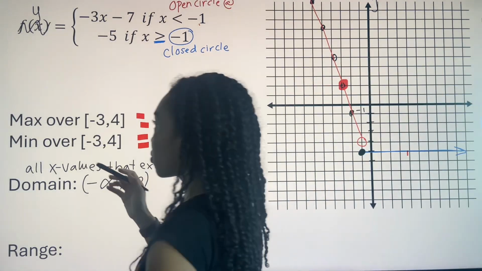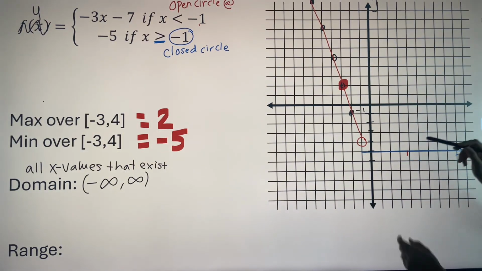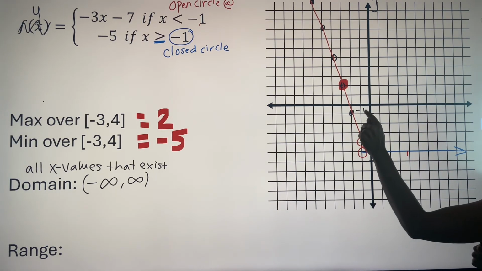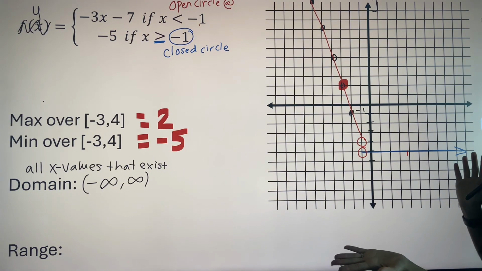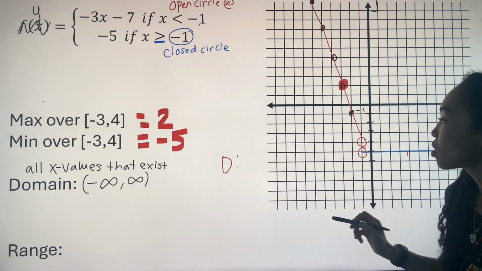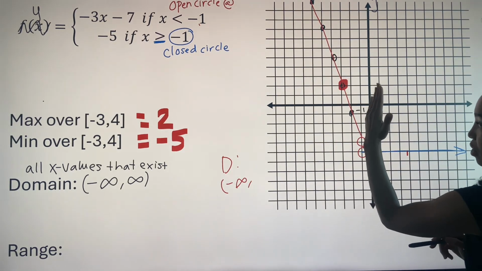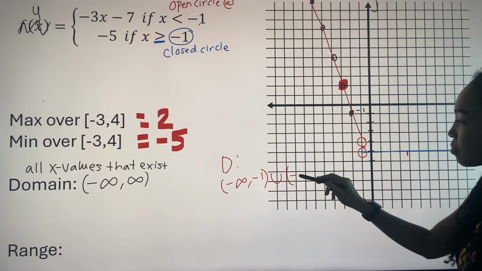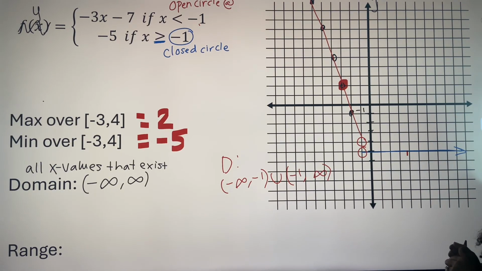Now, let me give you another example. Let's pretend that this was not a closed circle, and let's pretend that it was also open. If this is open at -1 and this one is open at -1, that means -1 doesn't exist for either line. If it did not exist, then your domain would be -infinity up to -1, and then it would continue for this line at -1 to infinity. That's if they were both open.